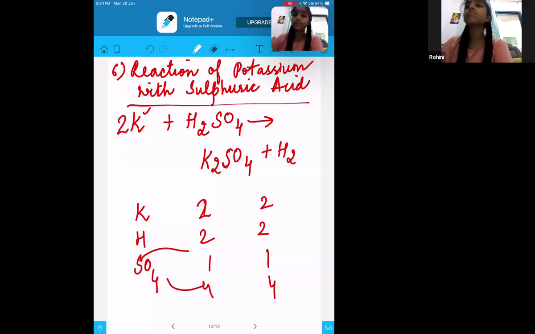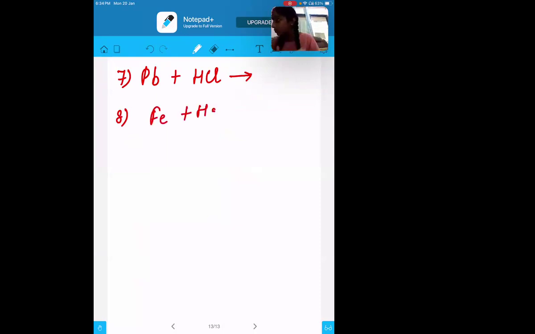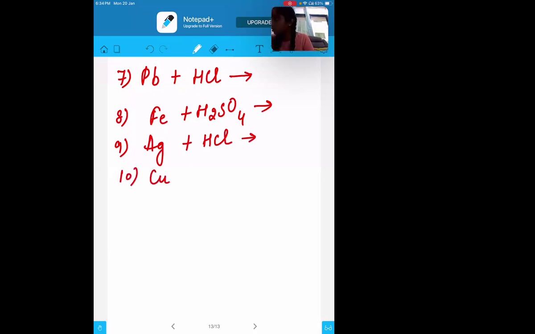Now, some reactions I'm giving you, kindly note them down, which you have to try solving. You have to actually balance and then write it. Pb plus HCl, then what will be the formation of it? Then Fe plus H2SO4, what will be forming? Then the ninth one, Ag plus HCl, what will it be? Then Cu plus H2SO4, what will it be? Fine, try solving these 3 to 4 reactions.